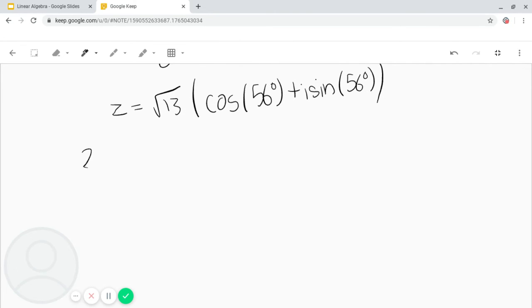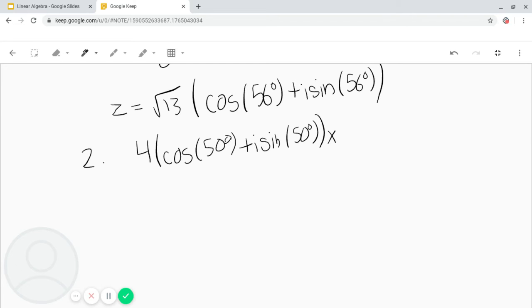So then for our second question, we want to multiply, so I'll just write it out: 4 cos 50 degrees plus i sine 50 degrees, see if I have enough room here, times 5 cos 75 degrees plus i sine 75 degrees.